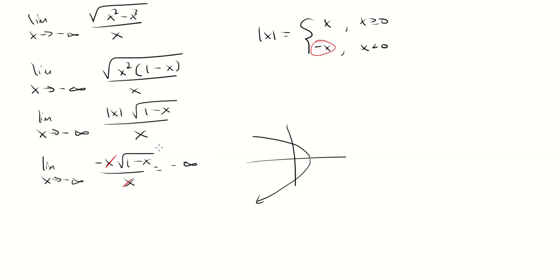Now another way to think about this is that if you plug in, let's say, a really big negative number, you have 1 minus a negative number, that makes a really big positive number. Square root of a positive number is a positive number, but then you have a negative outside, which makes it a negative infinity. And so that's going to be the answer.